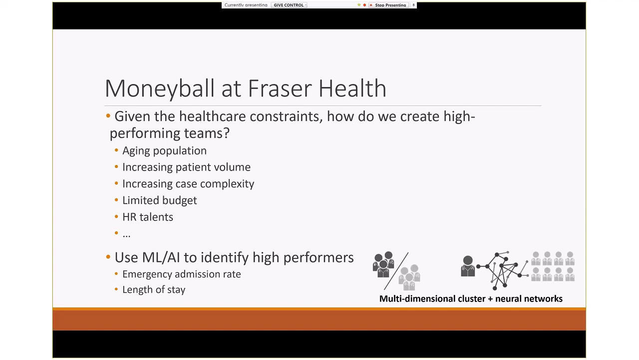That is the story they will always come back with. So with ML AI, our approach is a two-step approach. First, we perform a multidimensional clustering so that only physicians similar to each other, based on the patient population that they have seen, are clustered together. And then from each cluster, we build a neural network which then allows us to do these comparisons.